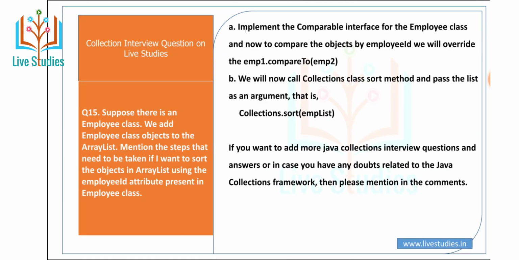Another question is, suppose there is an employee class. We add employee class objects to the array list. If I want to sort the objects in the array list using the employee ID attribute present in the employee class, there are two ways. One is to implement the comparable interface for the employee class, and to compare the objects by employee ID we will override the compareTo method.